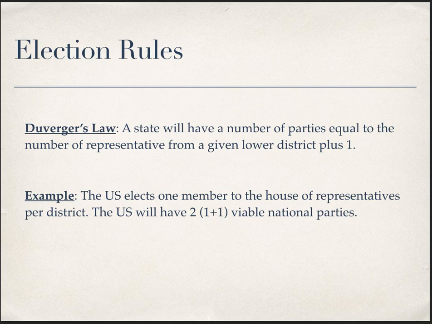The U.S. elects one member to the House of Representatives per district, and so Duverger's law predicts that the United States will have two viable national parties. This doesn't mean that the United States will never have three parties. It's just that when the third party emerges, it is guaranteed through the combination of Hotelling's principle and Duverger's law to reduce back down to two over time.